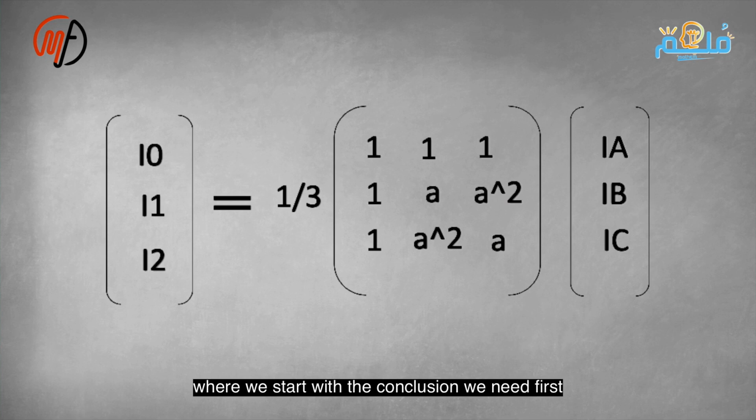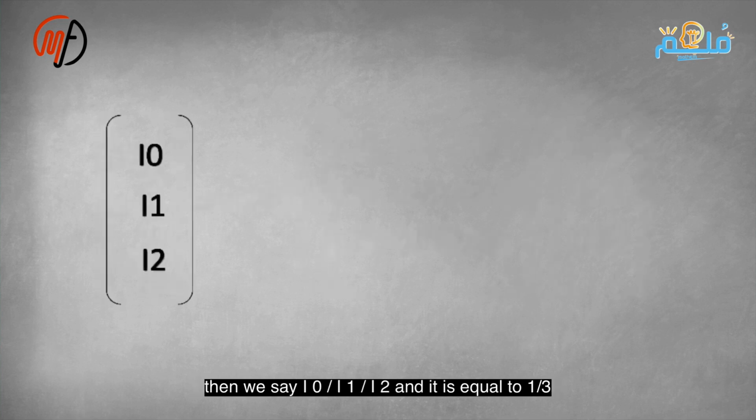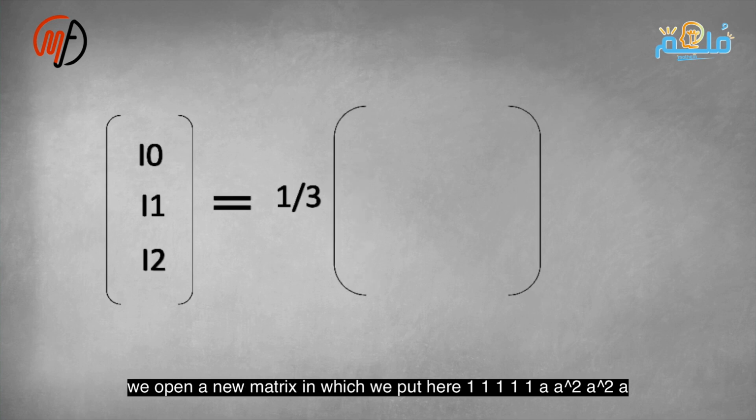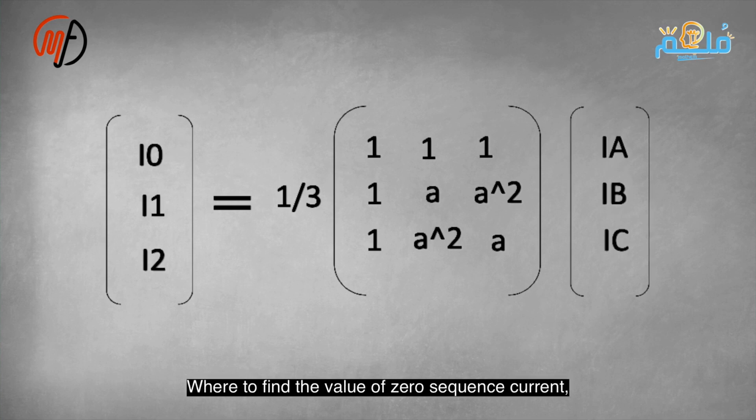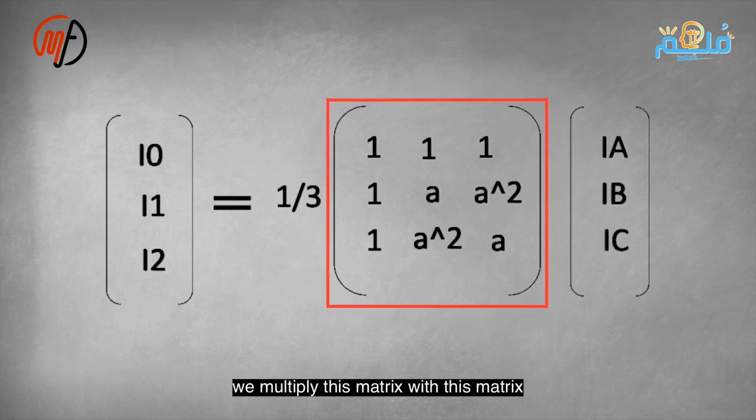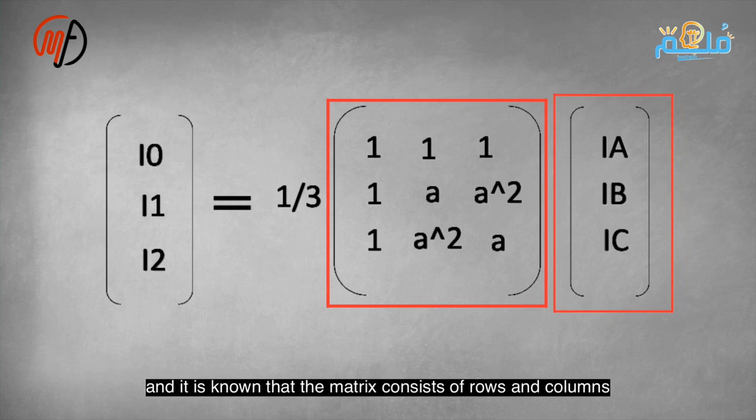It is known that a matrix consists of rows and columns. I0, I1, I2 equals 1/3. Open a new matrix, 1, 1, 1, 1, 1, A, A2, A2, multiplied by IA, IB, IC. To find zero sequence current, multiply these matrices. A matrix has rows and columns. This matrix is 3 by 3, and the second is 3 by 1. For matrix multiplication, the first matrix's columns must match the second's rows. Multiply by dropping the column onto each row. I0 sequence, I positive sequence, I negative sequence equals 1/3.